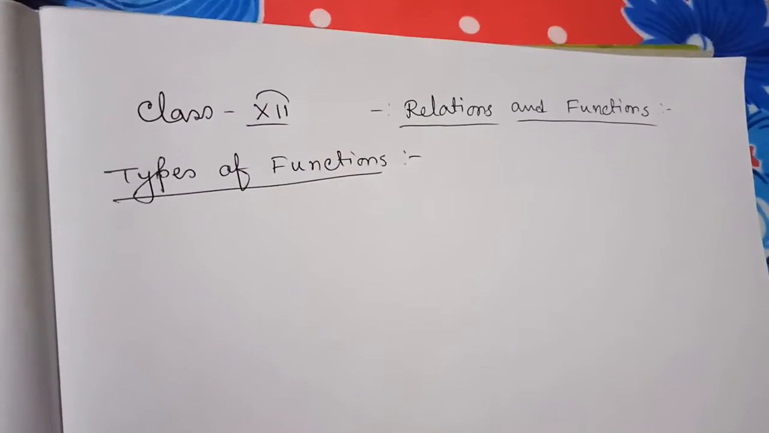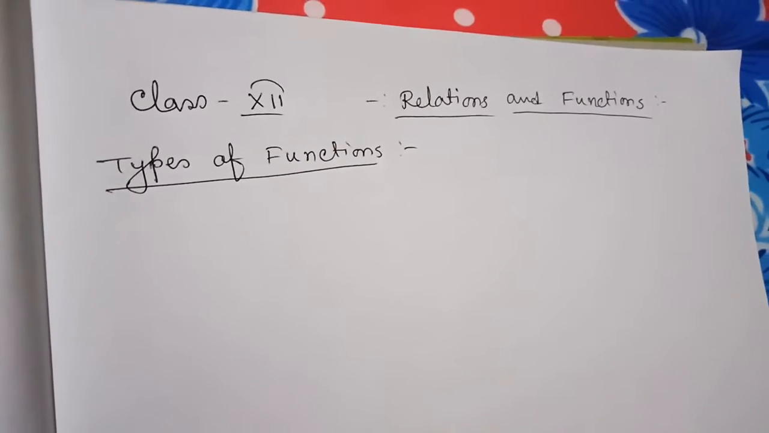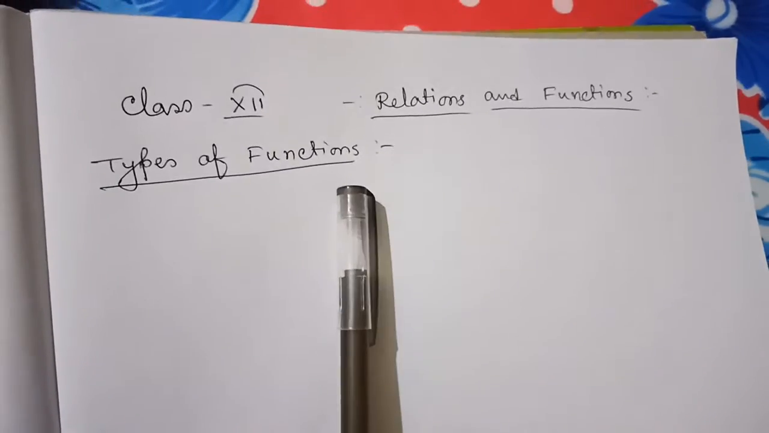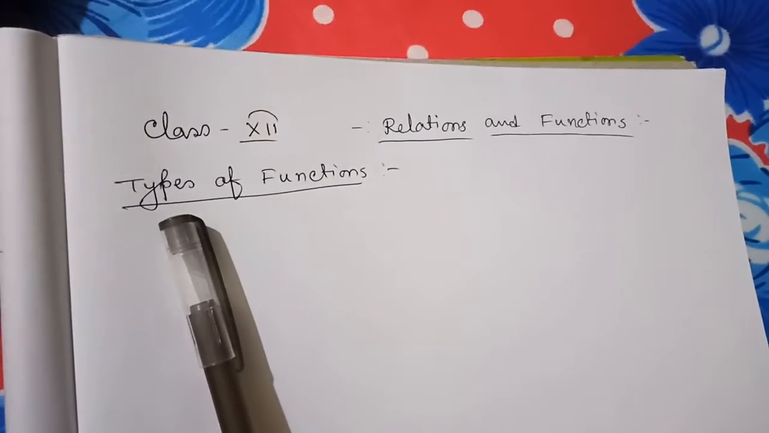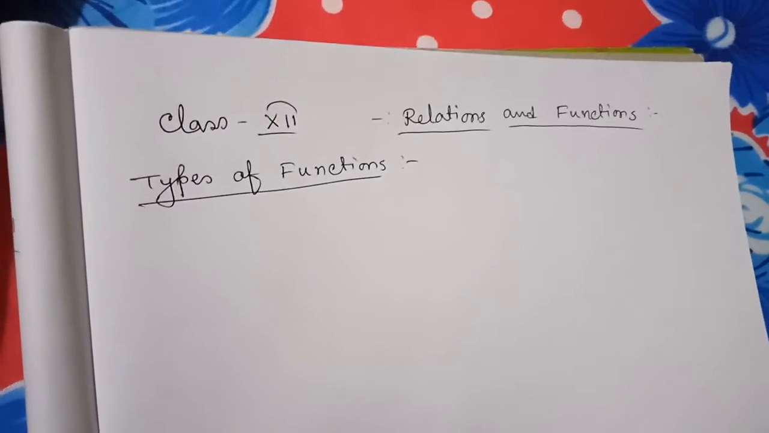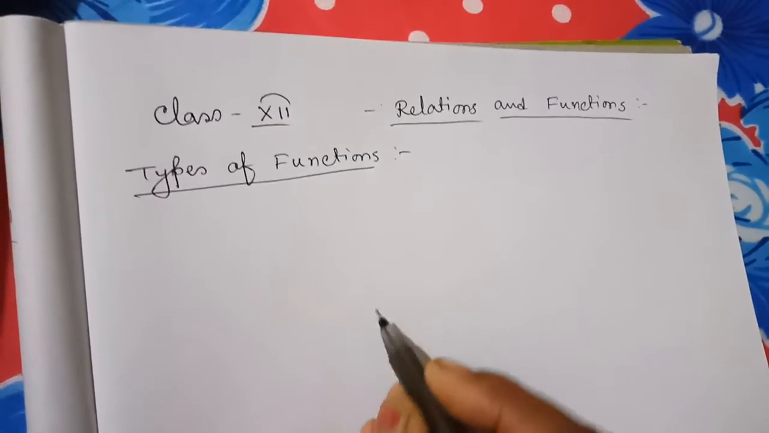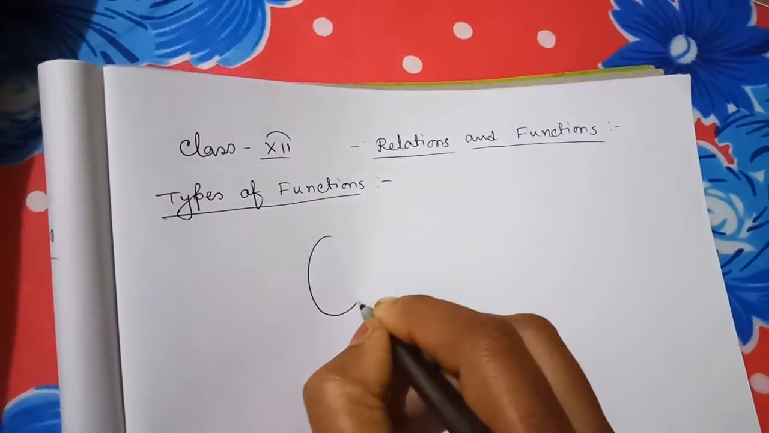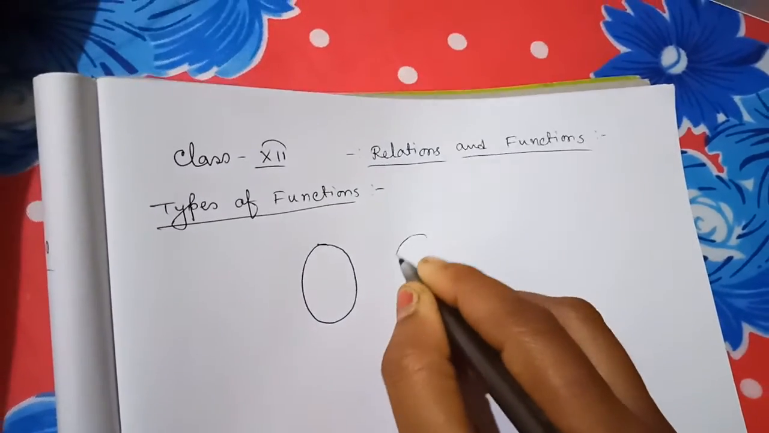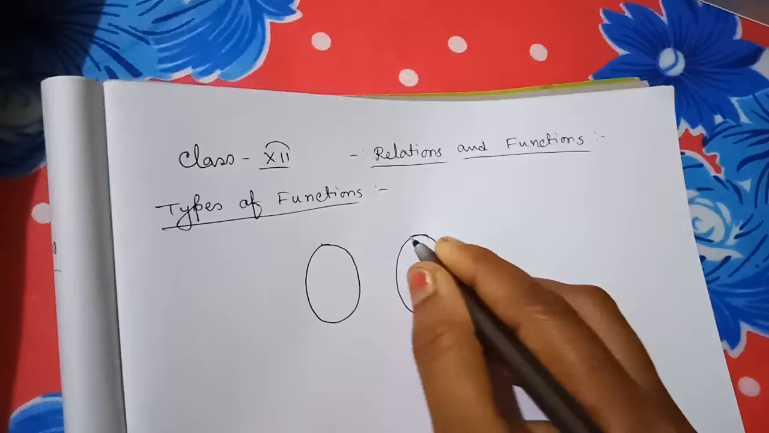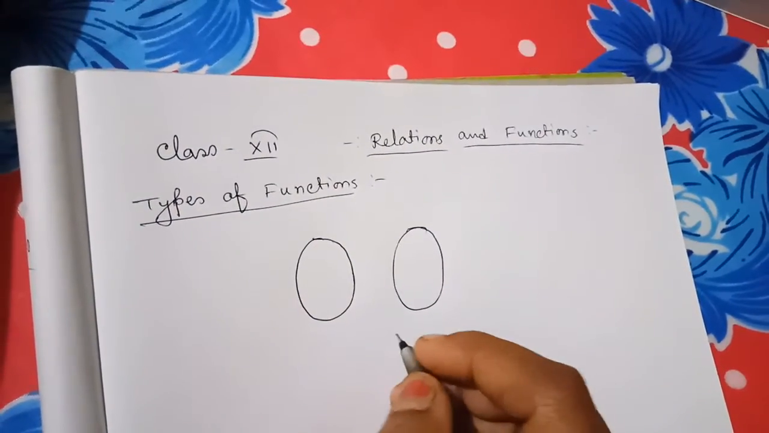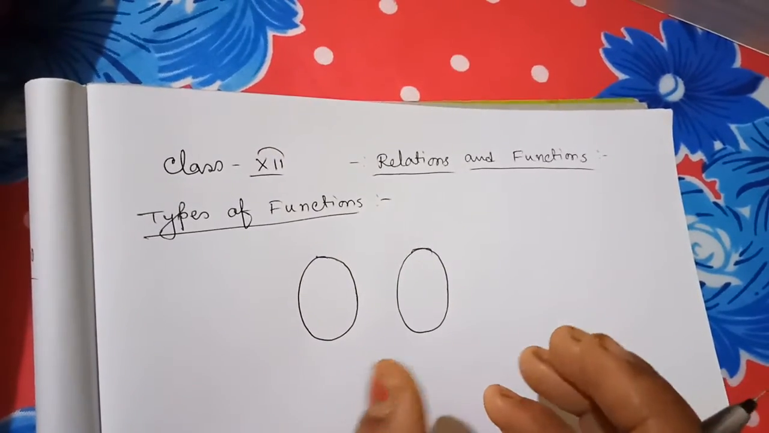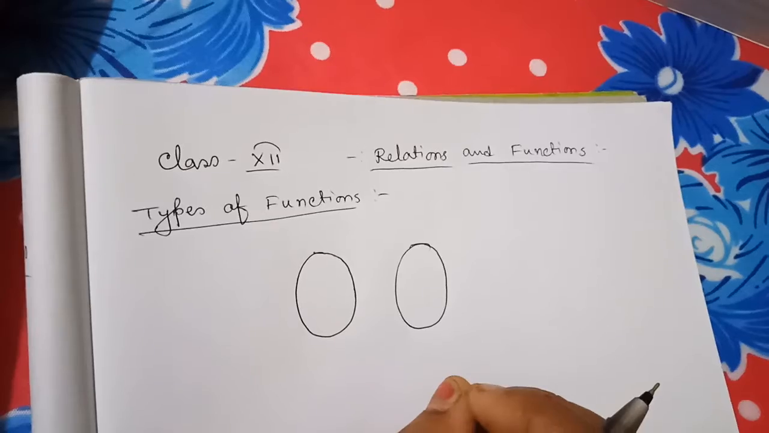Today we are going to do class 12's chapter relations and functions, and the topic is types of functions. So before we go to types of functions, I just want to recall the concept of function from class 11. A function is one kind of special relation. It is called a well behaved relation.